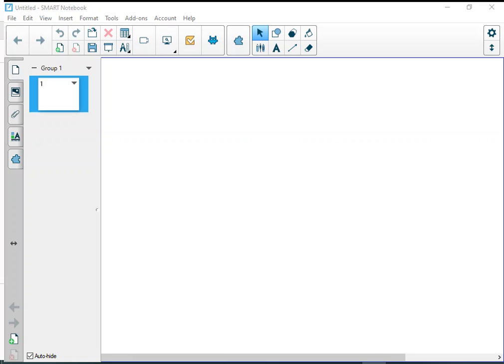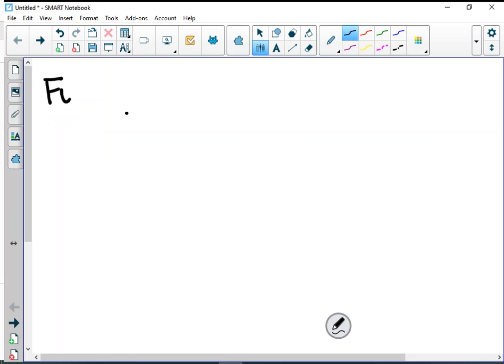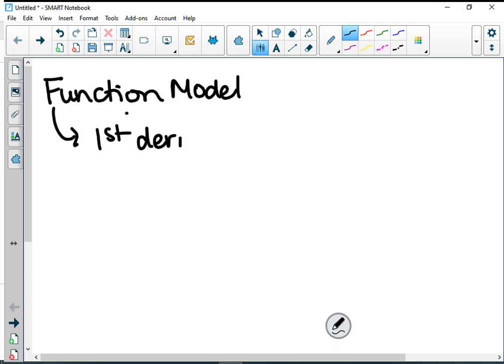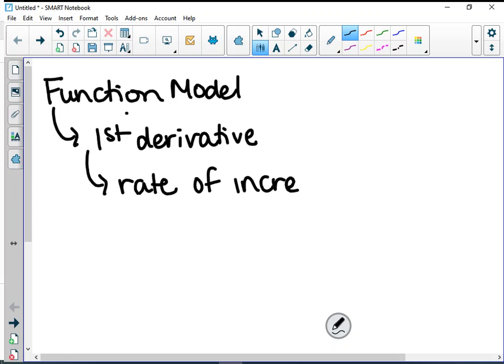Hello, applied calculus people. I'm going to go over a couple examples with you of working with an exponential function model. It's not really any different from anything else we've done with a function model when we want to find the derivative for a function model. We are looking at a function model, and we look at its first derivative. We are measuring the rate of increase or decrease of whatever item the model is modeling.